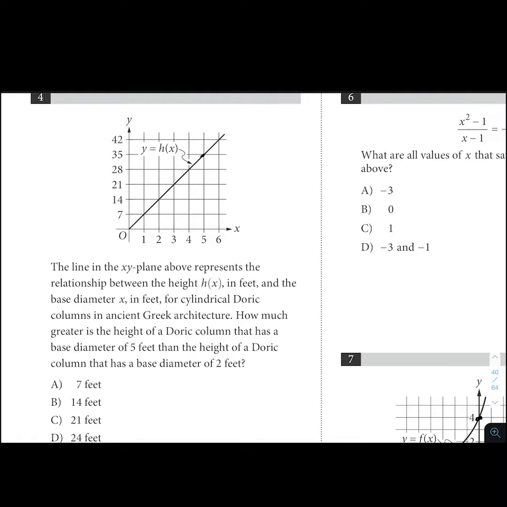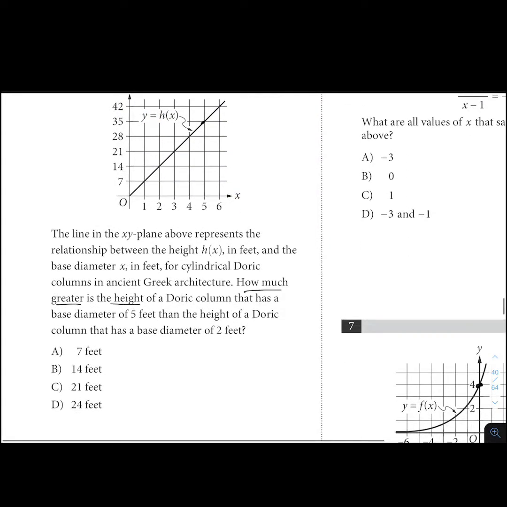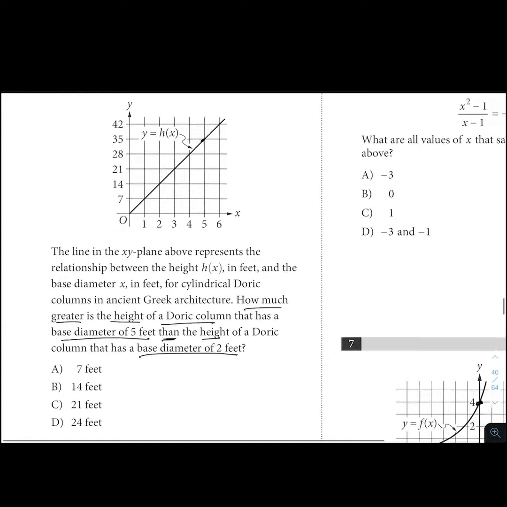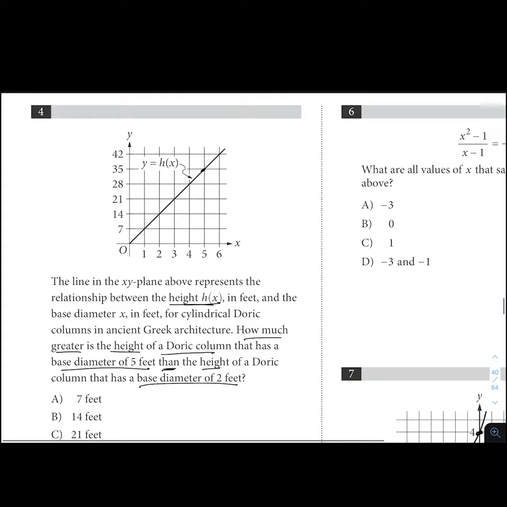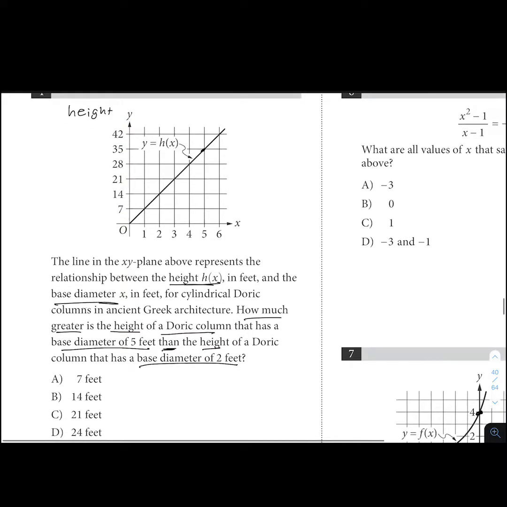There's a lot of words here. Let's focus on our question. Our question says, how much greater is the height of a Doric column that has a base diameter of 5 than the height of a Doric column that has a base diameter of 2. So it looks like here the height is h of x. Remember, that is the same thing as y. h of x, f of x, g of x, whatever that is, that's the same thing as y. That means the y-axis is my height, and the base diameter is my x. So I'll say base diameter.